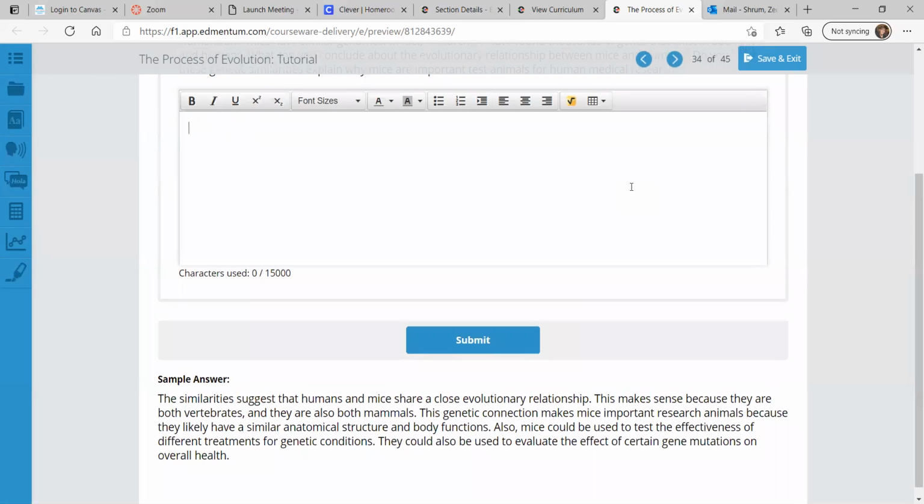The similarities suggest that humans and mice share a close evolutionary relationship. This makes sense because they are both vertebrates and they are also both mammals. This genetic connection makes mice important research animals because they likely have a similar anatomical structure and body functions. Also, mice could be used to test the effectiveness of different treatments for genetic conditions. They could also be used to evaluate the effect of certain gene mutations on overall health.